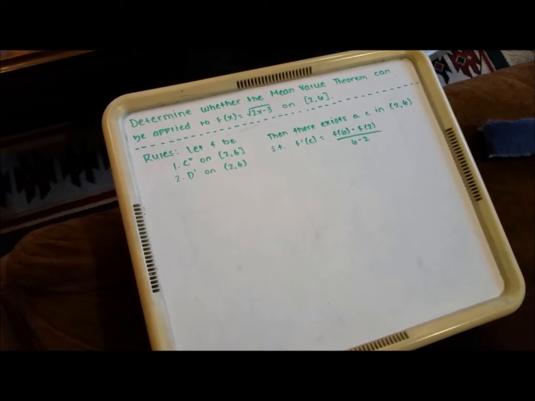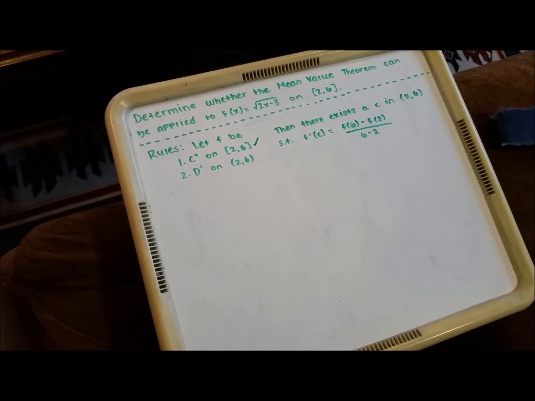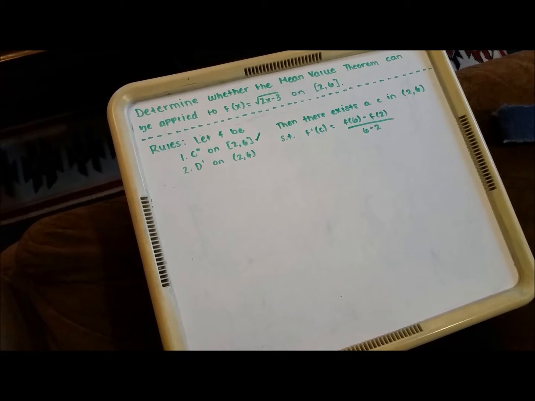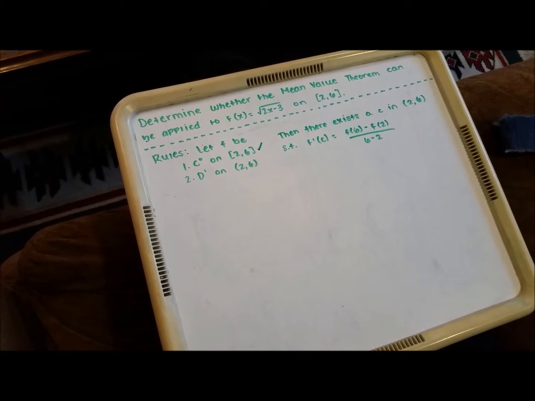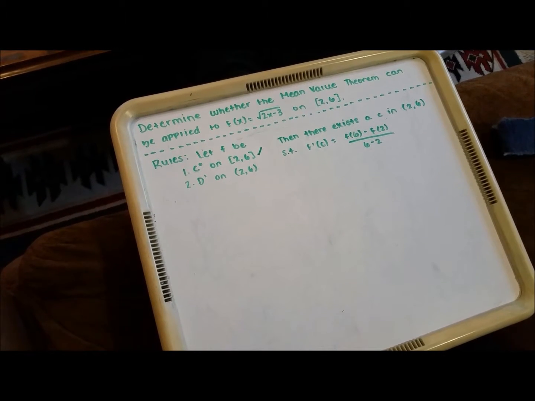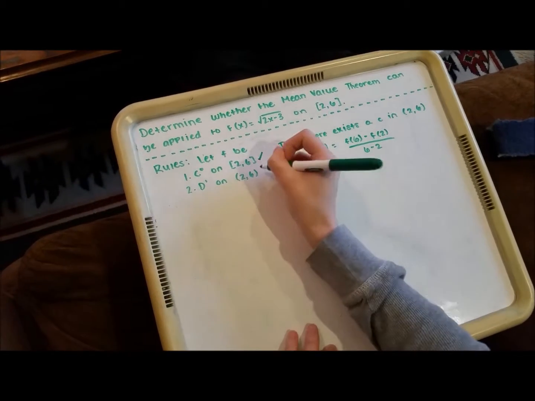In this case, the square root of 2x - 3 is continuous because for all values on this interval, f(x) is greater than or equal to 0. The square root of 2x - 3 is also differentiable because for all values on this interval, f'(x) is greater than 0.